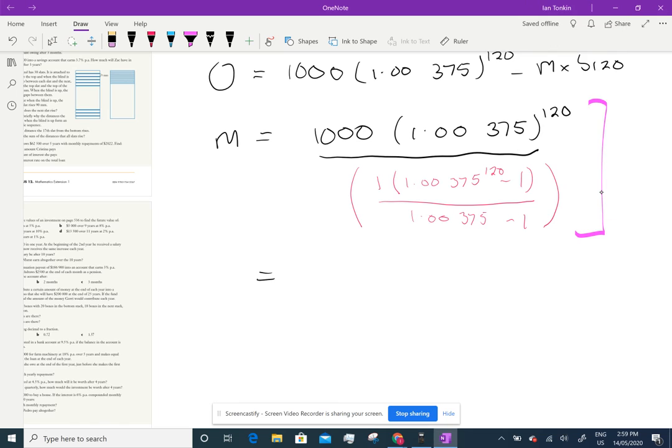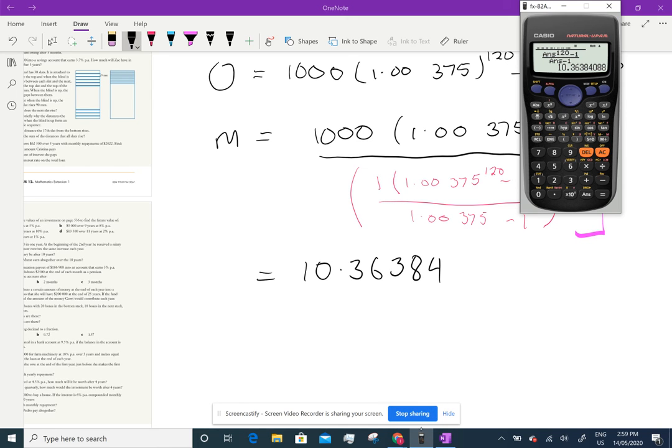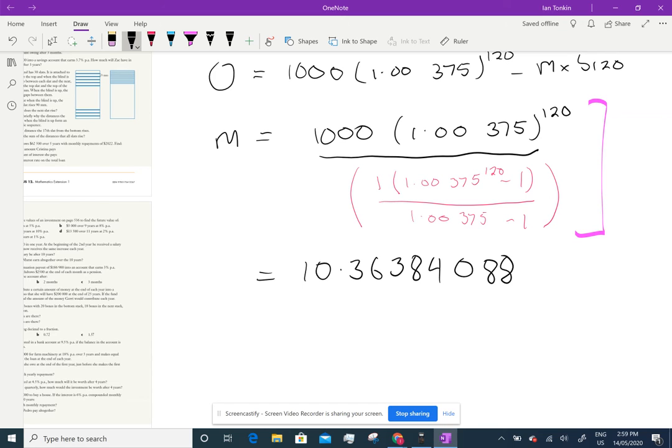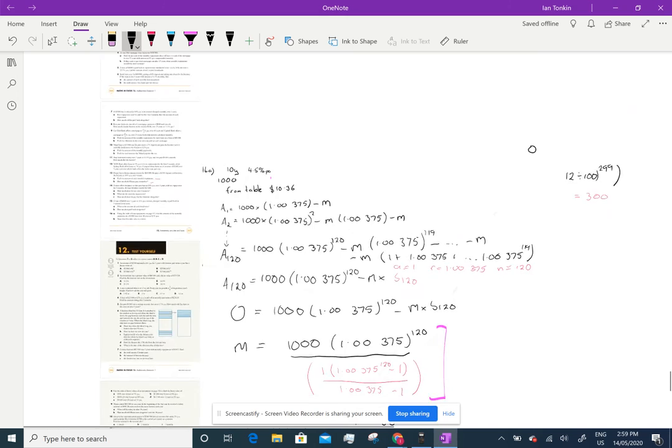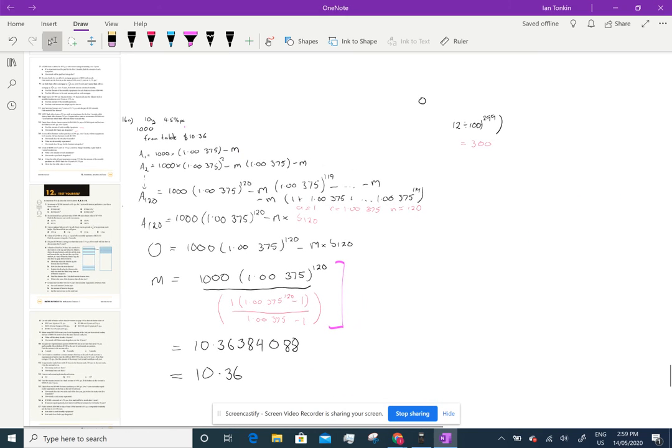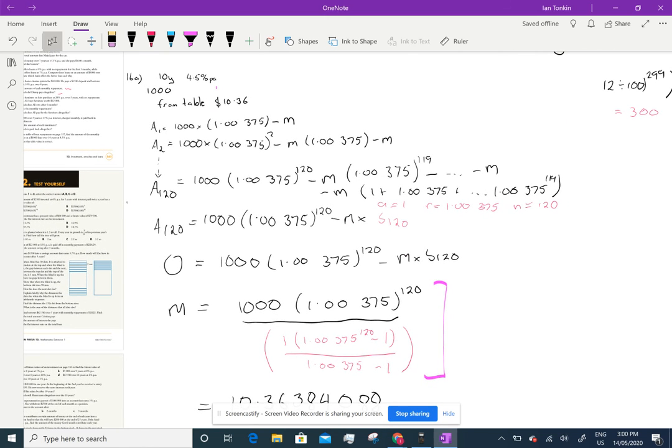So 10.36384, 088, which rounds to 10.36. And that is that magic number that they've created in the table. And they've done it by doing exactly that, because that table is for $1,000, it's in thousands of dollars, and it's in months and 4.5%.